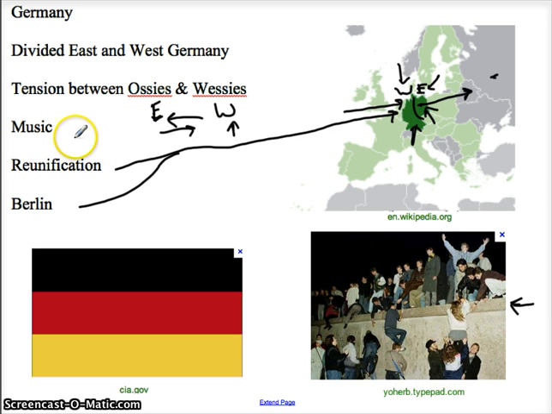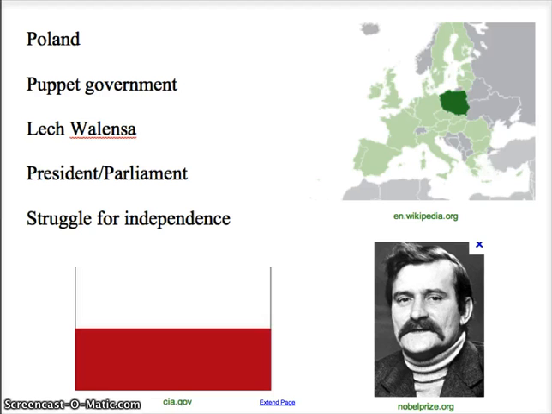Musically, there's quite a musical tradition in Germany. You have Bach, you have Beethoven, that are both from Germany. Wagner was from Germany as well. And that brings us to our final country, Poland.